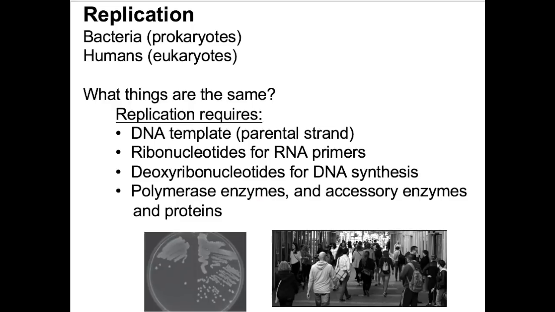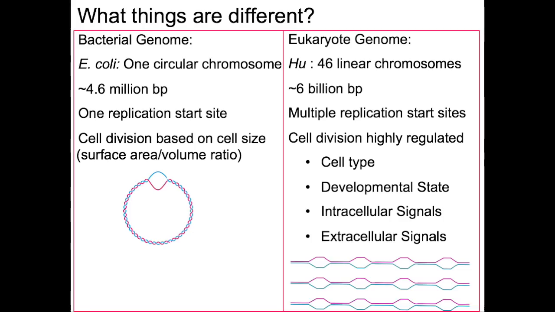The process of replication in bacteria and in humans requires similar things. In each, replication requires a DNA template, so in this case it's the parental strand, and it requires ribonucleotides to make RNA primers, because first you must make RNA before you can make DNA. Deoxyribonucleotides for DNA synthesis are also needed. And finally, polymerase enzymes, accessory enzymes, and proteins are also required. So those are the things that are similar, but what sorts of things are different?